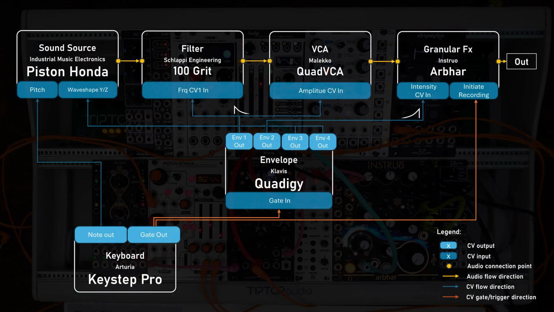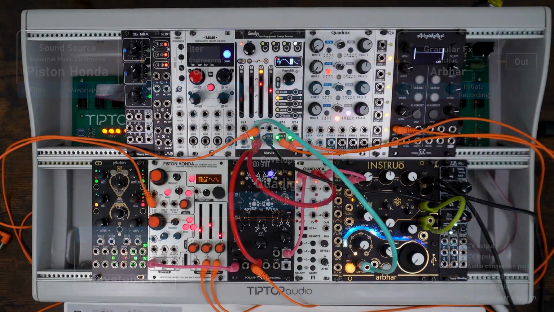And of course, you can use all 4 envelopes at the same time. So in this patch here, I use one envelope to fade out my oscillator voice and another envelope to bring in the instro afterwards. So only one of those will be playing most of the time. I'm using the last 2 envelopes of the Quadigy to change the wavetable of my piston Honda. And I'm using the trigger from my keyboard to trigger all of the Quadigy envelopes and also the recording feature of my R-bar.